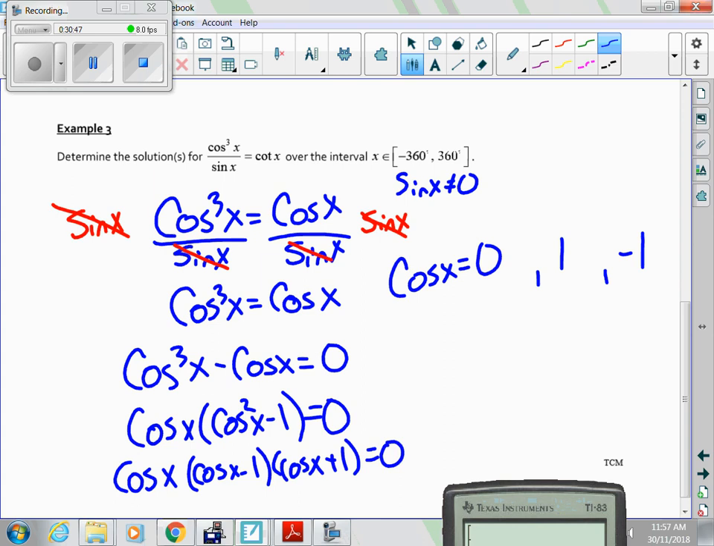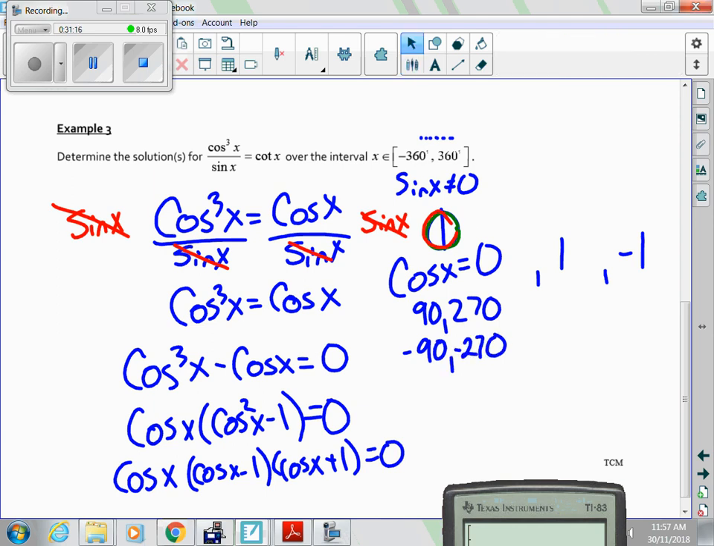So we need to see, where is cos x 0? Well, on my unit circle, cos is 0 there: pi halves, 3 pi halves, except in degrees. And they want a whole lot of solutions here. They want my positive 360, and they want my negative 360. So I'm going to have 4 solutions in here to deal with, which are going to be 90, 270, negative 90, and negative 270. Okay? Where's cos equal 1? Well, that's going to be just right here. And where's cos equal negative 1, that's going to be right there.